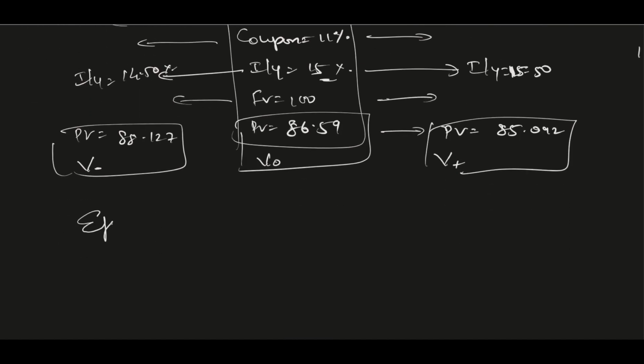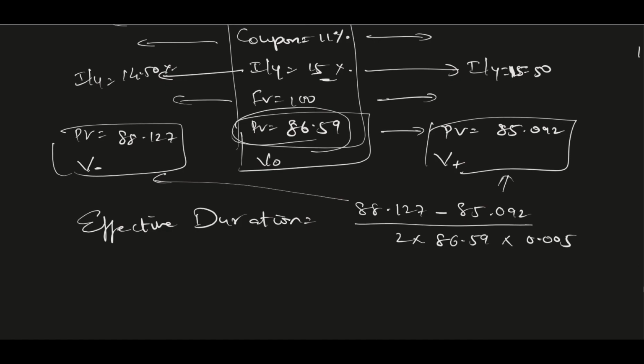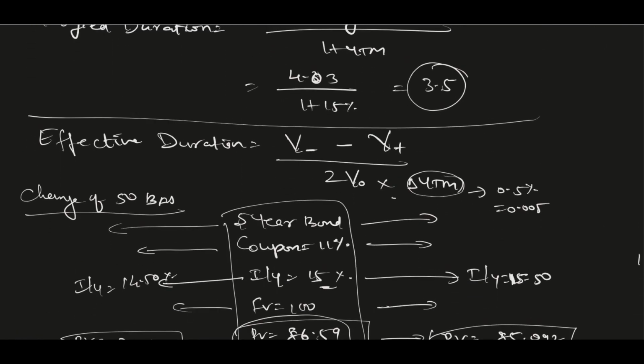So effective duration is equal to V minus, 88.127, minus V plus, 85.092, and then divided by 2 into V0, which is 86.59, into 0.005, delta YTM, which we discussed here.